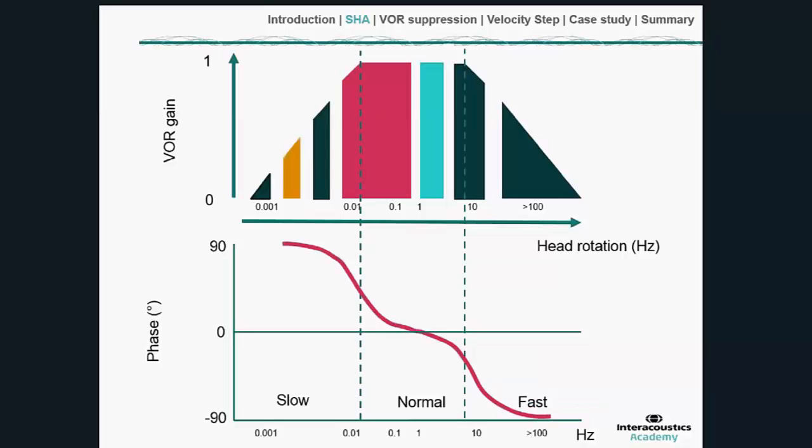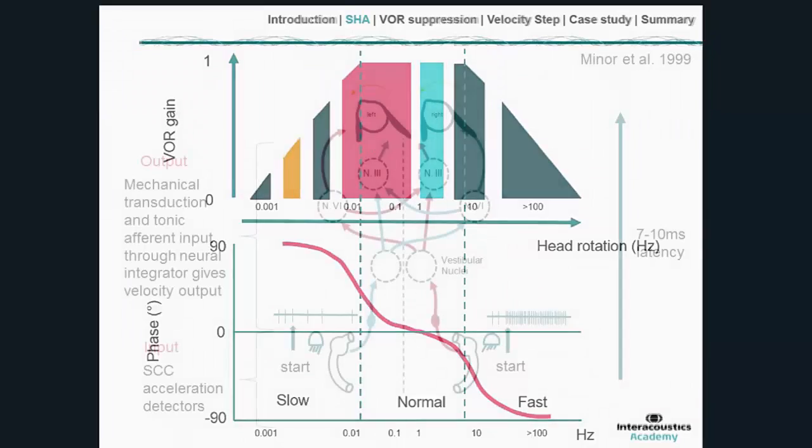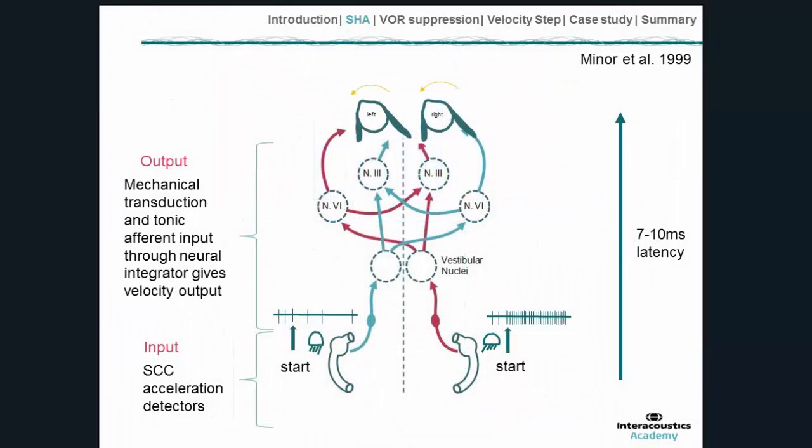So the question was about the source of the phase lead that we see with the slow head rotations on the left of the chart. The issue is that the input signal, as I mentioned, is an acceleration signal, and that's a signal that's converted centrally by the so-called neural integrator, or the velocity storage mechanism.